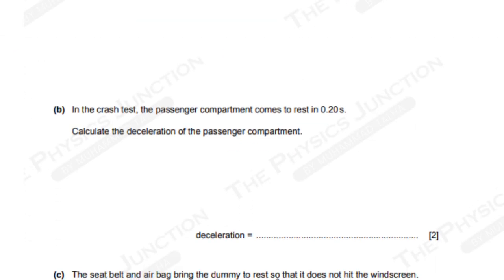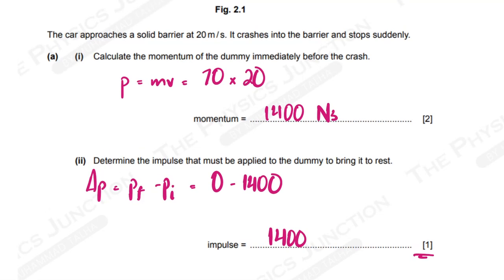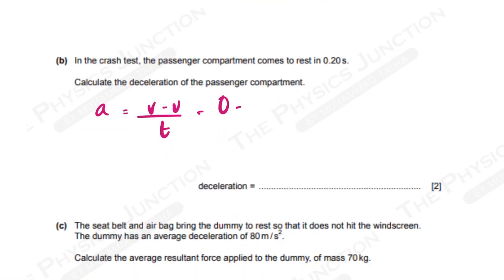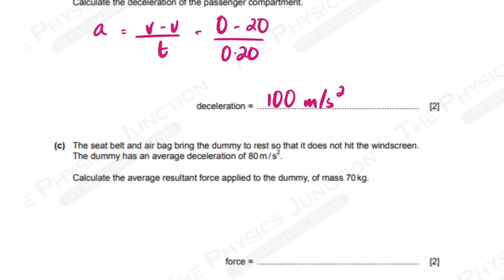In the crash test, the passenger compartment comes to rest, and this time find the deceleration of the passenger compartment. So for the deceleration, I would use the formula for acceleration. It comes to rest. Initial velocity was 20 divided by the time, which is 0.2. This turns out to be 100 meters per second square. Obviously no need to write the minus sign, because the examiner knows this would be negative. That's why he said deceleration.